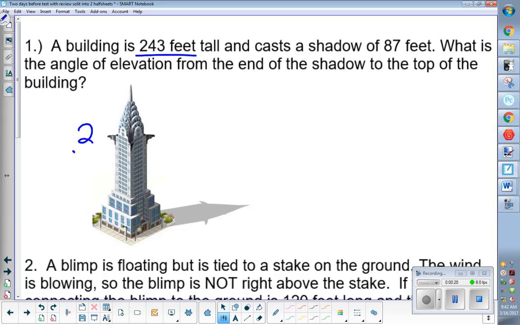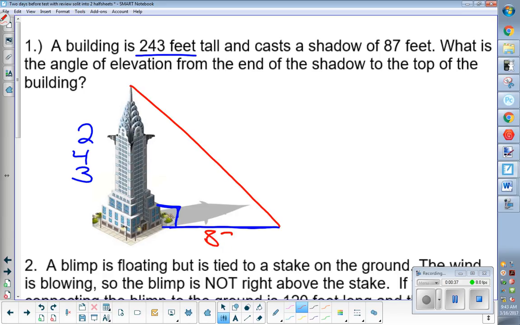Yes, it's 243 feet tall. But if we're talking about height, I got a right angle there. I'm going to redraw that shadow because it looks a little bit weird. But there's my shadow. And then I'm talking from there to the top of the building. Okay? The shadow is 87 feet long. So that's 243. That's 87.